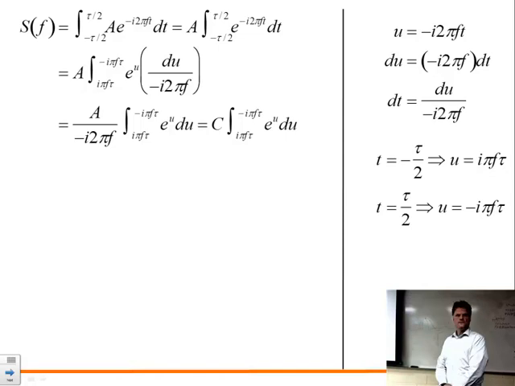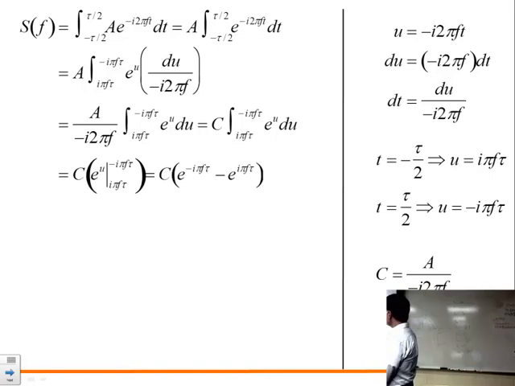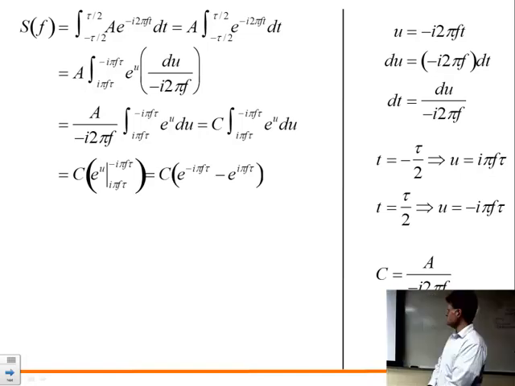All right, now what? What's the next step? Don't peek. Antiderivative of e to the u is e to the u. Good. So I can get rid of the integral now. Sorry, so that's what c is. I get rid of the integral, and I evaluate e to the u at u equals that thing minus e to the u evaluated at u equals that thing. So that gives me all that times c. So it's e to the minus i pi f tau minus e to the plus i pi f tau. Subtract those two.